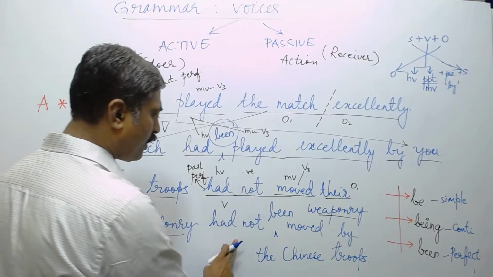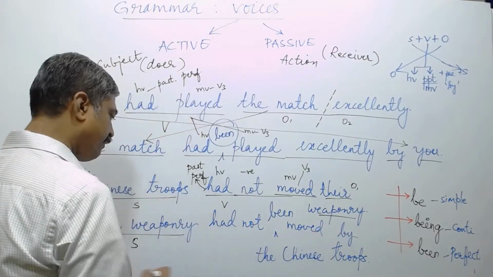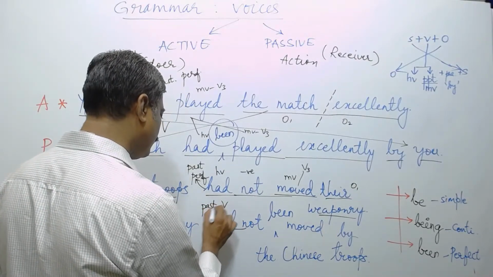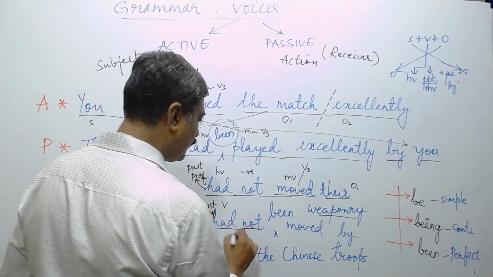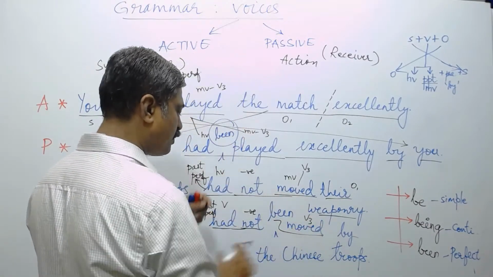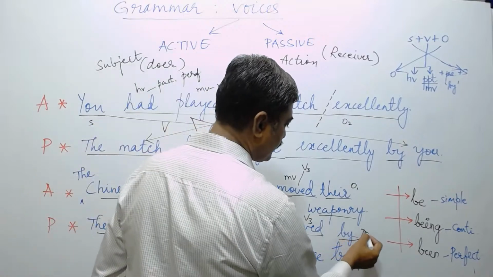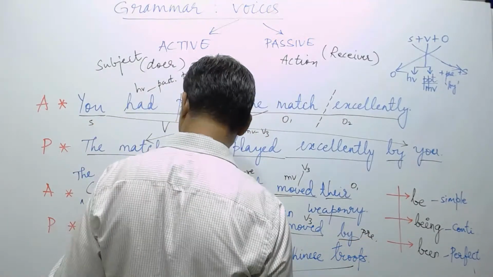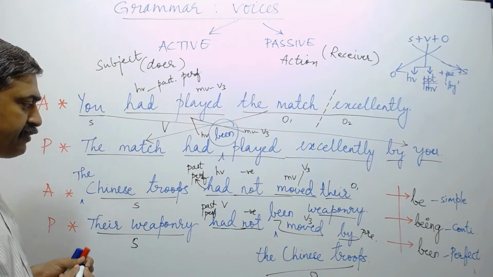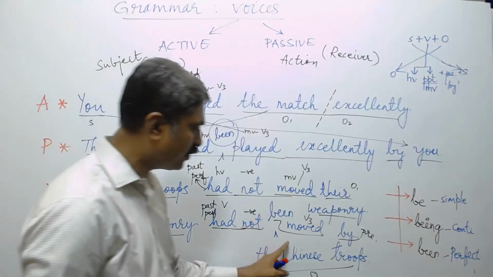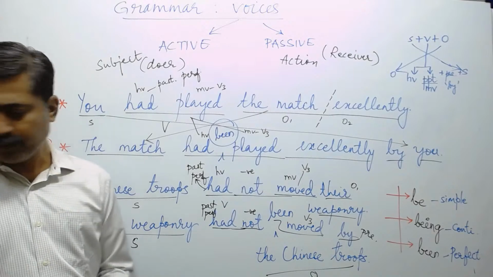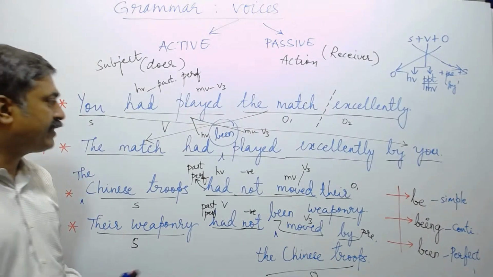Okay, their weaponry had not been moved by the Chinese troops. We got the subject here, and then had, the past perfect verb. Then the negative word also is retained. Being moved, this is V3, and being helps us to transform the verb into passive. And then we have the preposition by, and the object of this sentence, which is the subject of the given sentence. The weaponry had not been moved by the Chinese troops. So I guess this should be clear enough for you to understand the examples of the perfect tense.